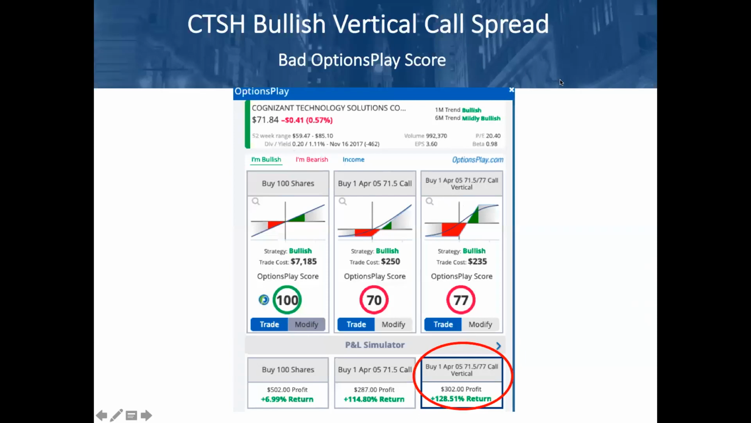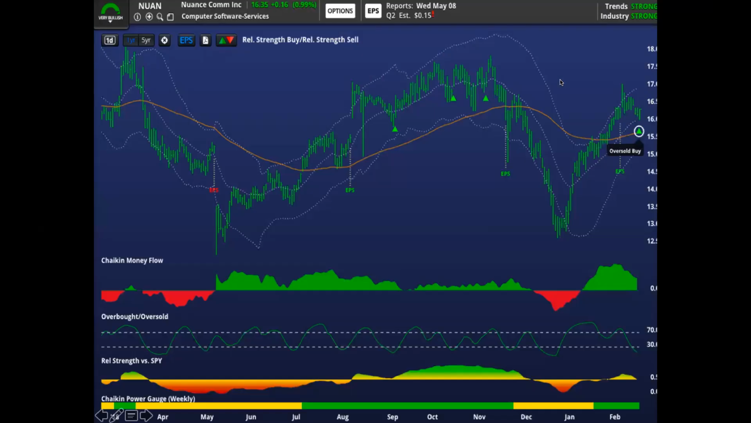Bad Options Play score. Now, Nuance, which makes voice recognition software, also gave an oversold buy signal this morning. Made a new 8-day low. Power Gauge is bullish, pulling back to support.